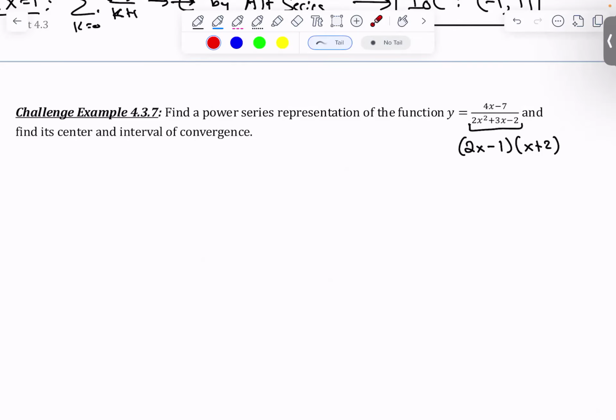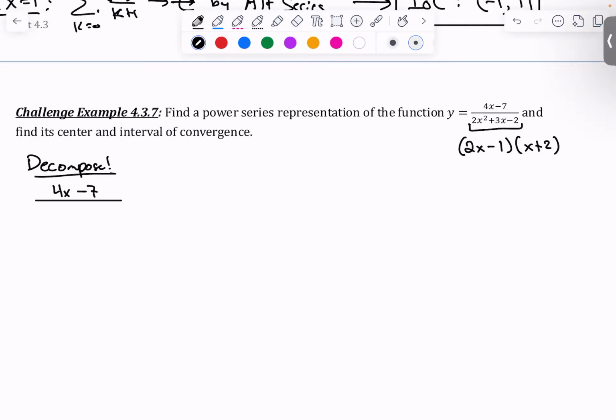So an alternative route is to decompose it. We've got (4x minus 7) over (2x minus 1)(x plus 2) is equal to a over (2x minus 1) plus b over (x plus 2). All right. Not too terrible so far.